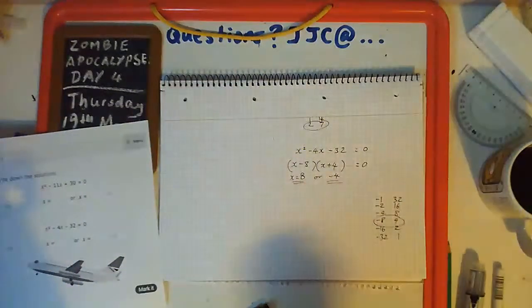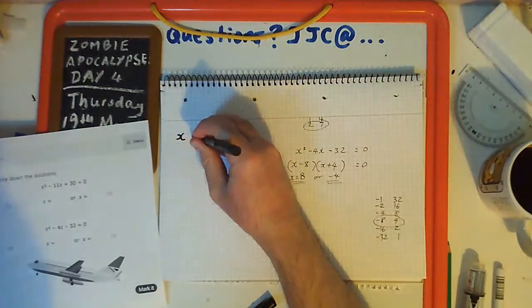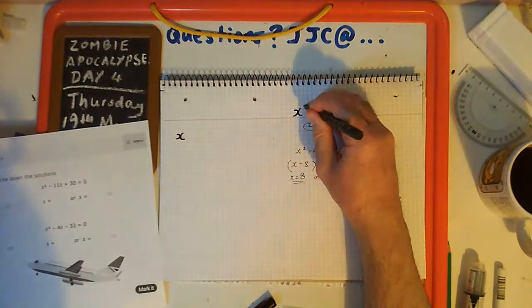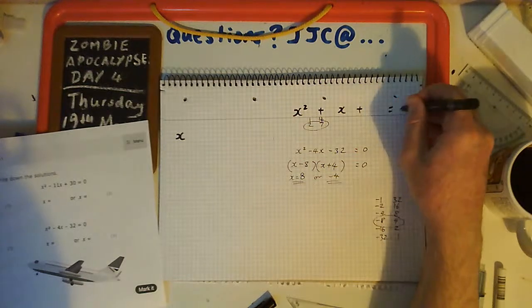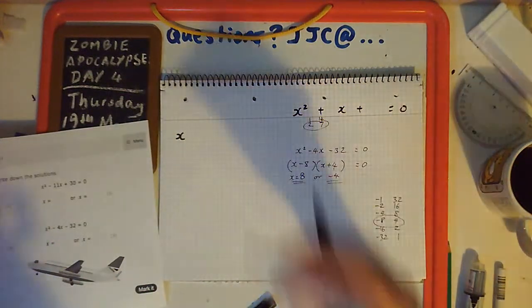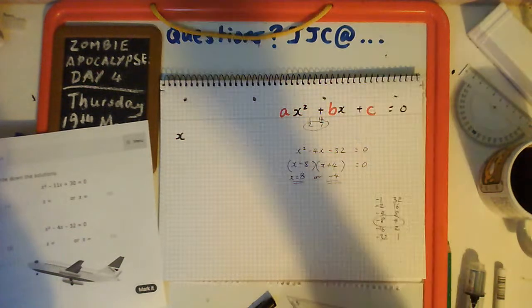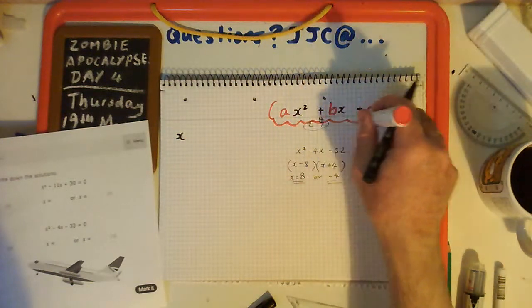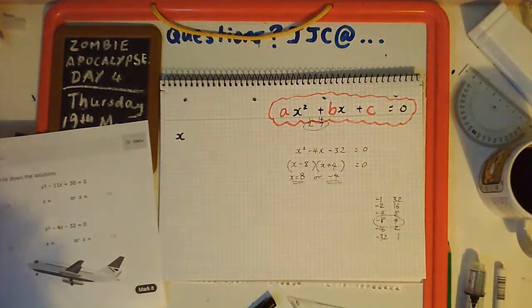Okay, so the other way to solve these is the quadratic formula. So generally, a quadratic equation goes something x squared plus something x plus something on the end equals 0. And we call those numbers a, b, and c. So your general quadratic equation looks like that. Something x squared plus something x plus something on the end equals 0.